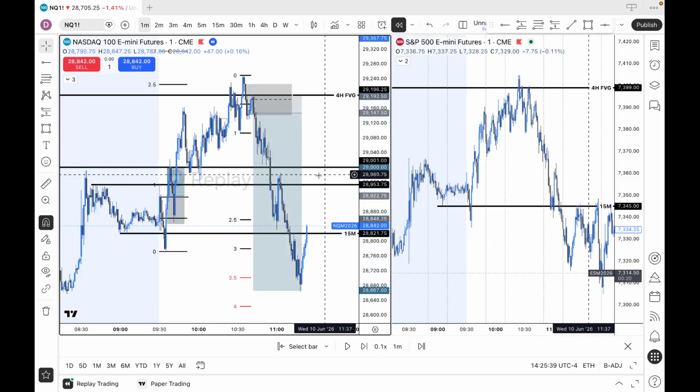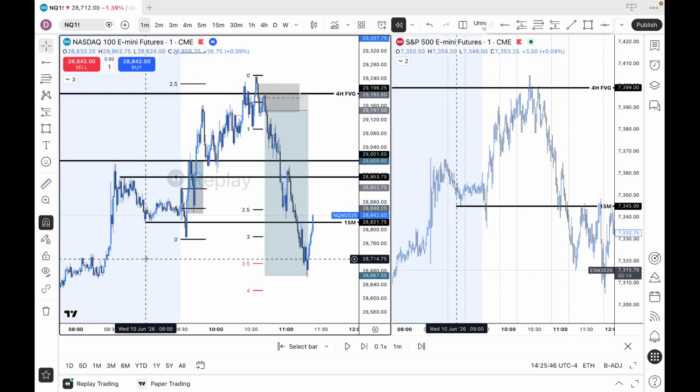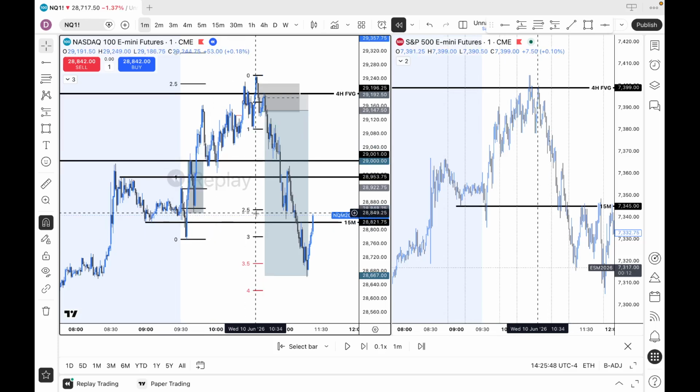10R trade. Again, I know some people trade like this. I would never trade like it, but again, 2 insane trades that you could have taken today.